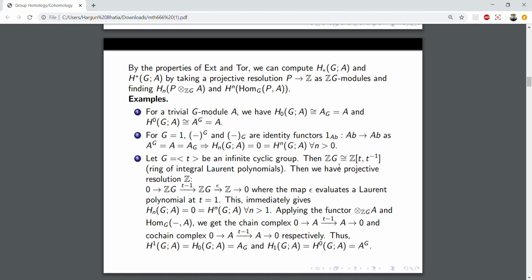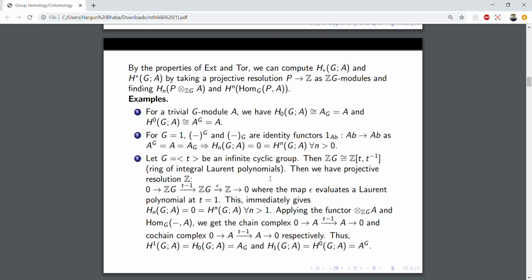you see that the group ring is nothing but the finite sums of polynomials with integral coefficients. Polynomials in what? Polynomials in powers of T, but all integral powers of T. So it is positive powers of T and T inverse. So essentially it's a ring of integral Laurent polynomials. So polynomials in T and 1 by T.